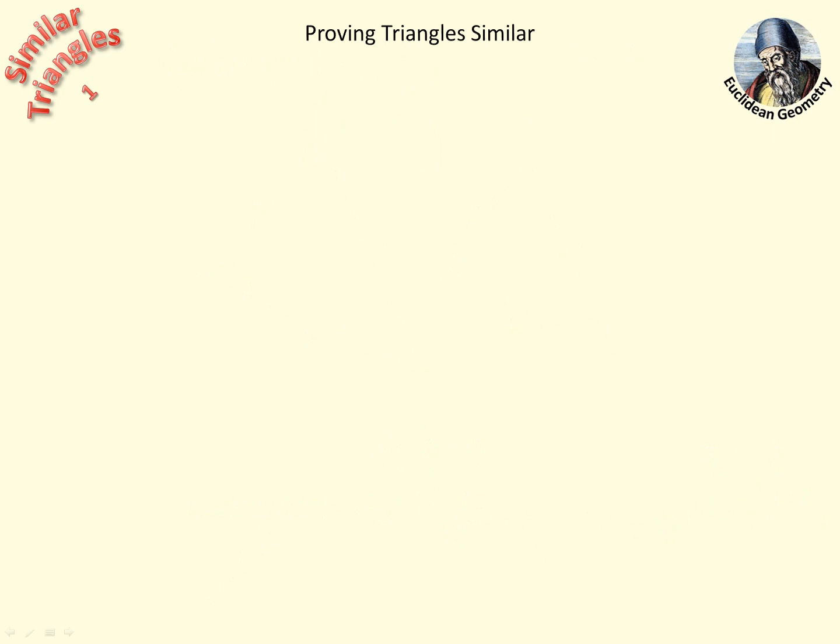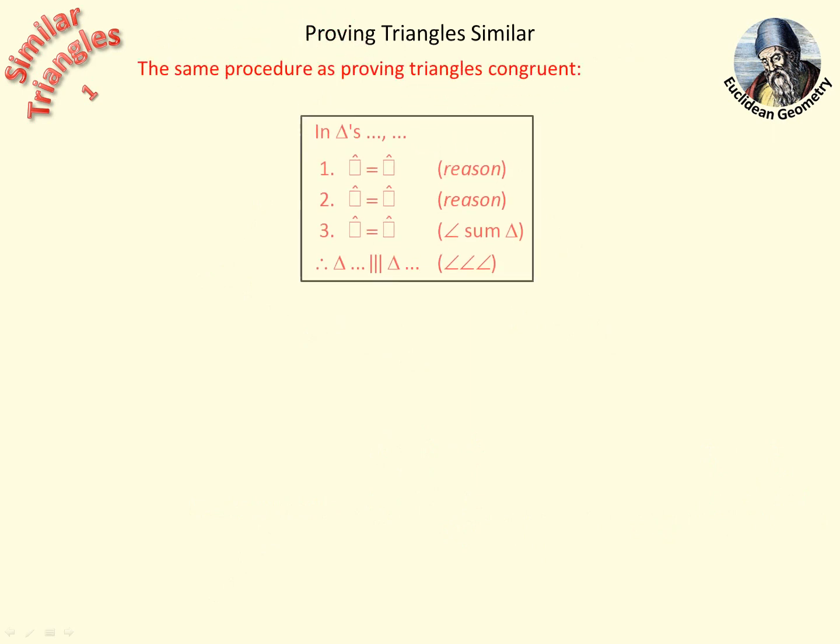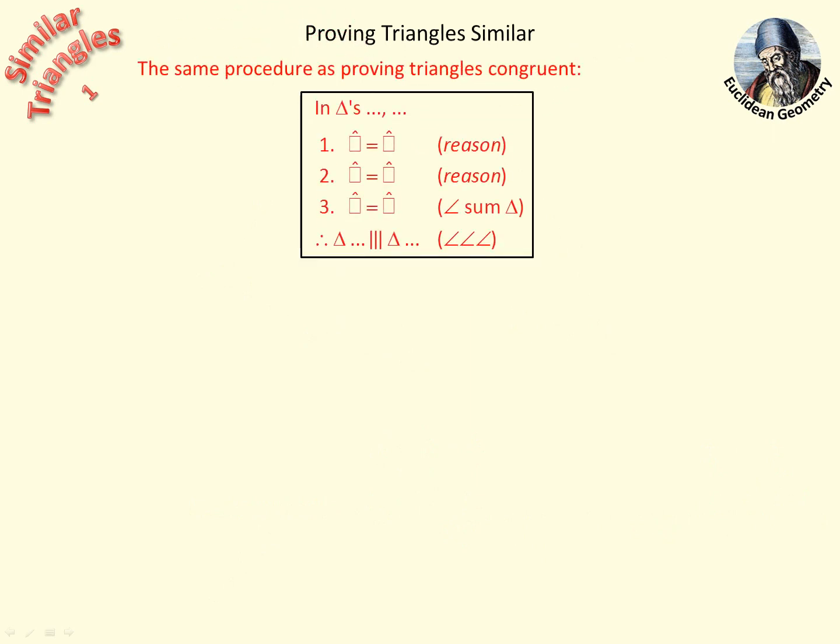So now, to prove triangles similar, it's the same procedure as proving triangles congruent. In triangles, this and this, three facts, therefore triangle this similar to triangle that. We always give the case for congruency, so we must give the case for similarity. In those cases, angle, angle, angle. You can prove two triangles similar using proportion, but we won't do that in this course.